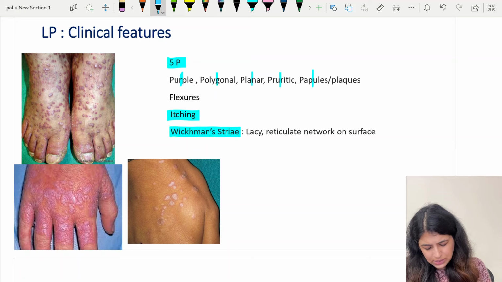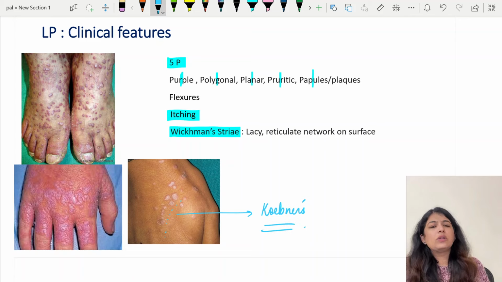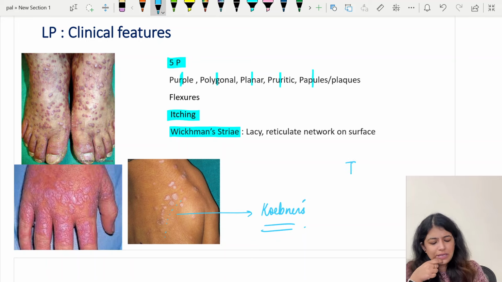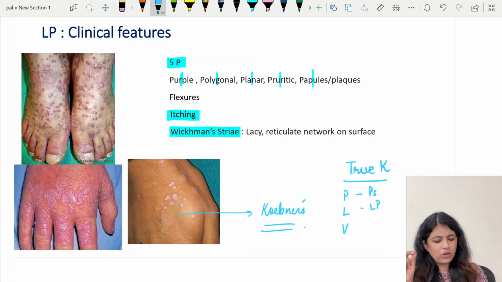Now I put another image here. Can you look at this image and see what is happening? There are multiple purple papules which are present in a line. So what is this? When lesions are present in a line like this, you have to think of Koebner's phenomenon. So lichen planus is another cause of Koebner's phenomenon. I showed you lesions of psoriasis. Now you have seen lichen planus. In fact, this is what we call true Koebner's. And there are 3 diseases here, PLV, where P is for psoriasis, L is for LP. These 2 you have already seen. And V is for vitiligo. So these are causes of true Koebner's.